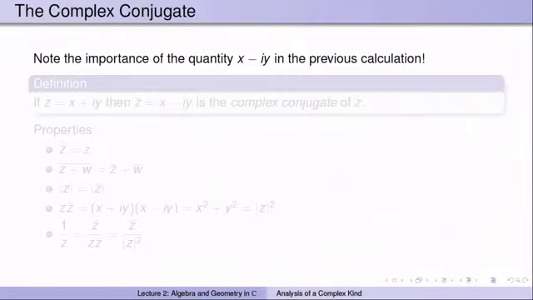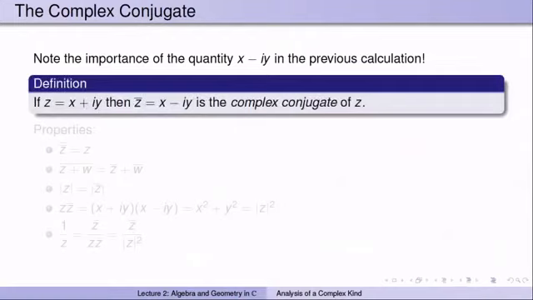So this quantity, x minus iy, where we just replace the plus with a minus, that was really important in the previous calculation. And it's so important that we give it a special name. So if z equals x plus iy is a complex number, then we call that complex number where we replace the plus with a minus the complex conjugate of z. And it's denoted with a z with a bar on top of it. You see that here? So z bar is the complex conjugate of z. So let's look at some of its properties.